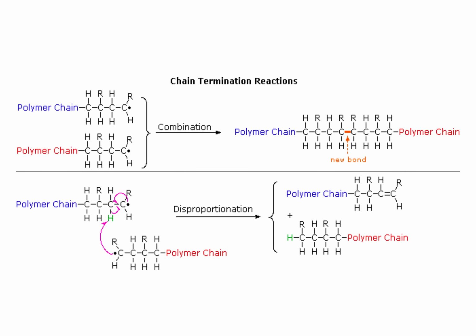So how about ending the chain reaction and terminating it? We have two different ways to terminate the reaction. The first one is called combination, and the second one is called disproportionation.